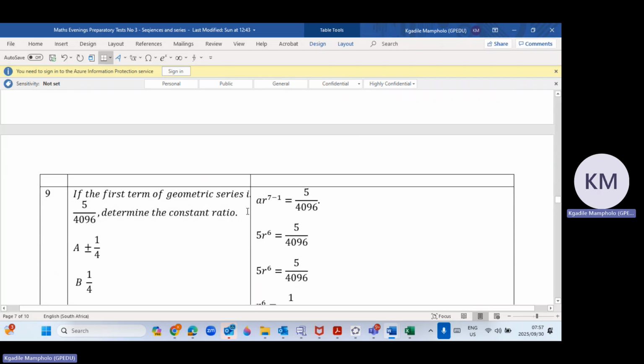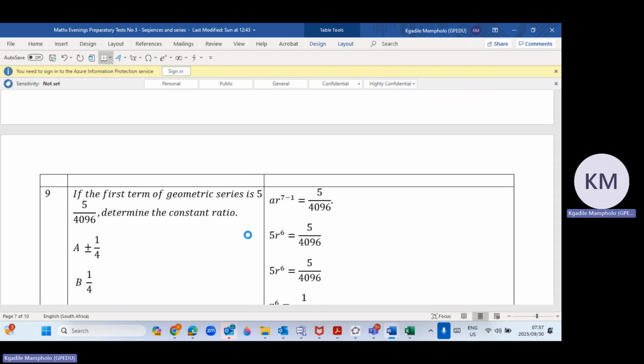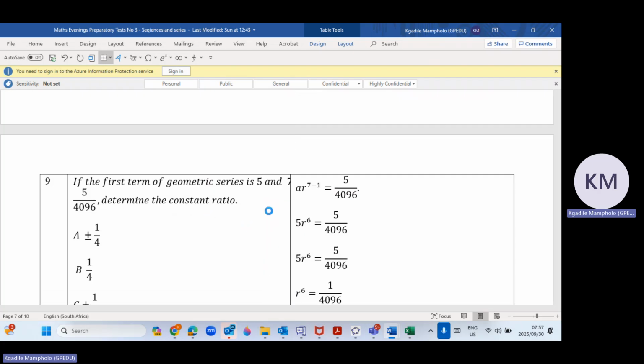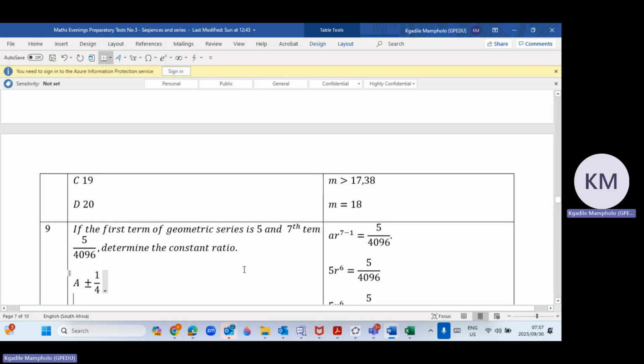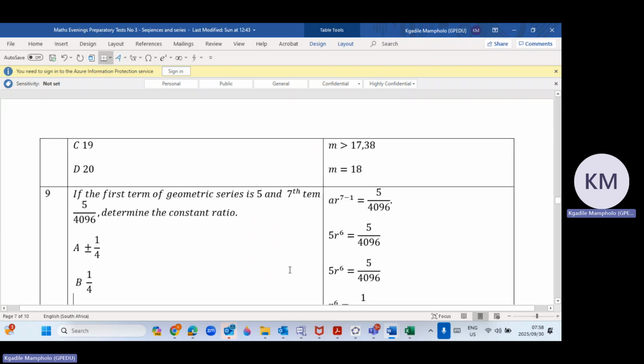In this one, let's see. The next one we say, if the first term of a geometric series is 5 and the seventh term is 5 over 1296, determine the common ratio.